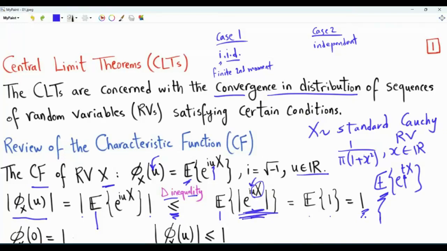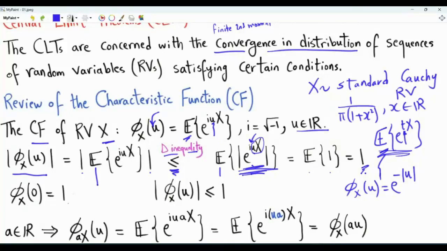But the standard Cauchy random variable has a characteristic function. We never face this problem with characteristic functions. In fact, the characteristic function of a standard Cauchy random variable is e to the minus the absolute value of u. So the tool used here, again, is the characteristic function. And the main reason is that the characteristic function exists for any type of random variable. We don't have the problems that we may encounter if, for instance, we use the moment generating function. The characteristic function is 1 when u is equal to 0, and the magnitude of the characteristic function is less than or equal to 1.